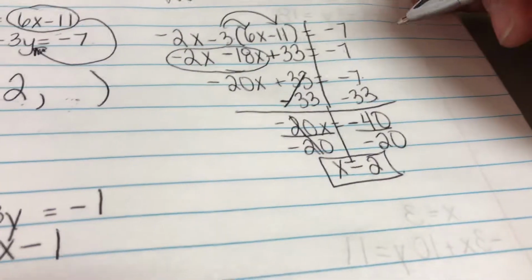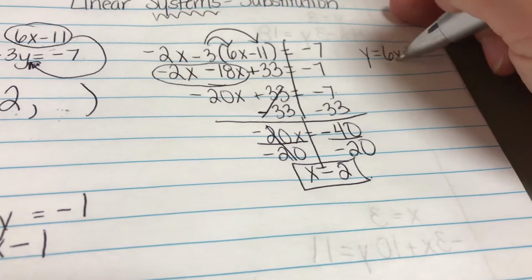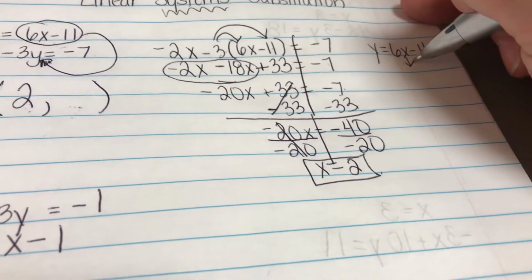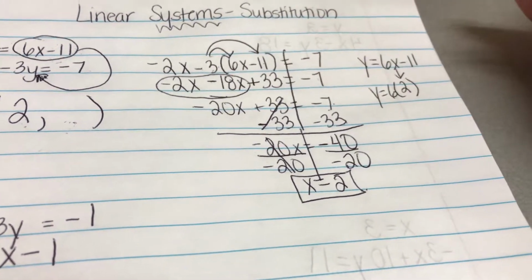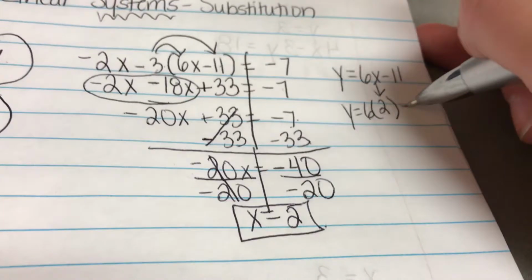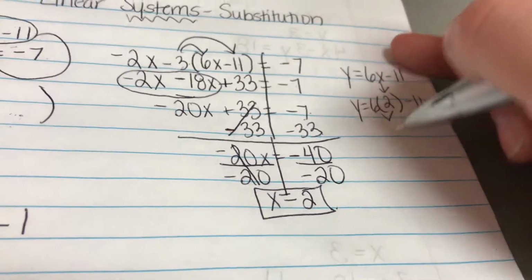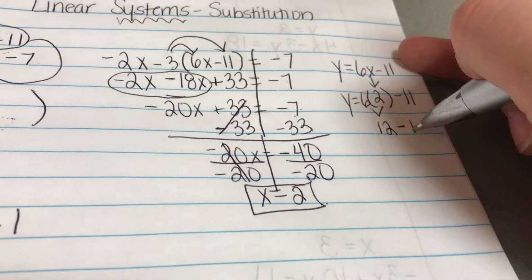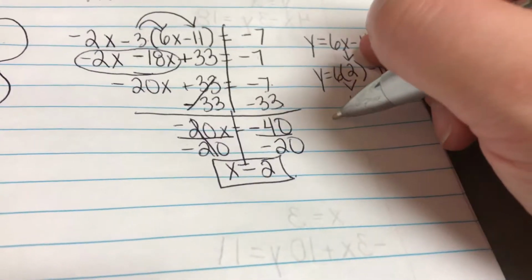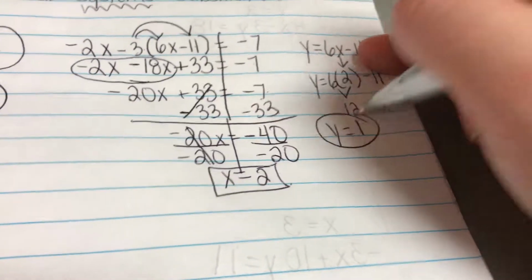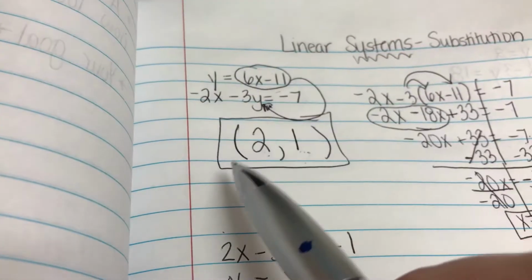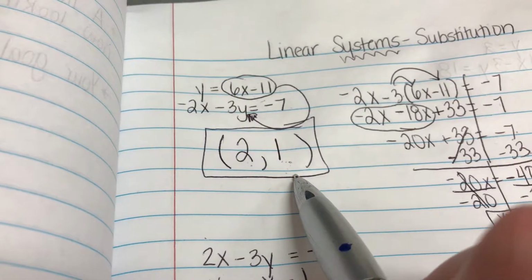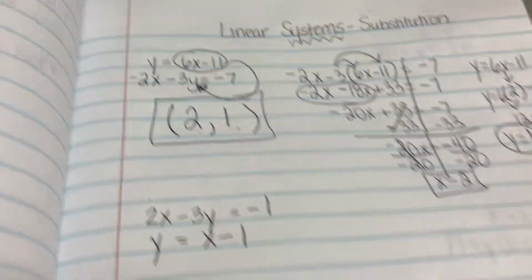So I'm going to take y equals 6x minus 11, and instead of x, I'm going to fill in 2. So I have y equals 6 times 2. That's not 62. Minus 11. So 6 times 2 is going to give me 12. When I subtract 11 from 12, I'm left with just y equals 1. So I've got my x and I have my y. I write it in the form of a point. So these two lines cross at (2, 1). All right. Now let's try another one.